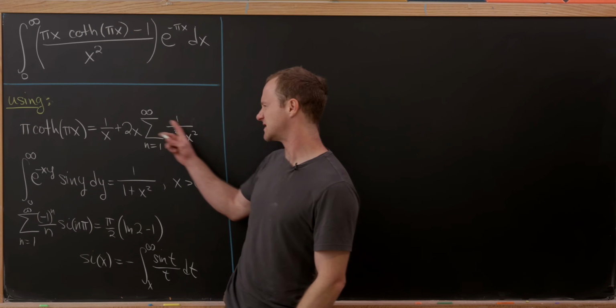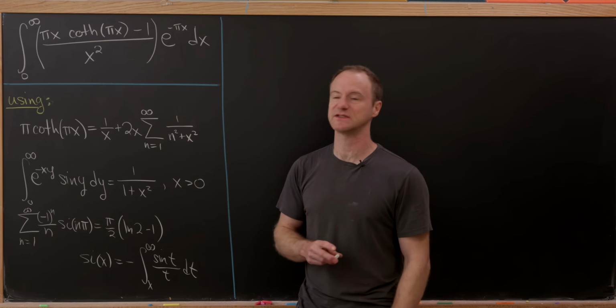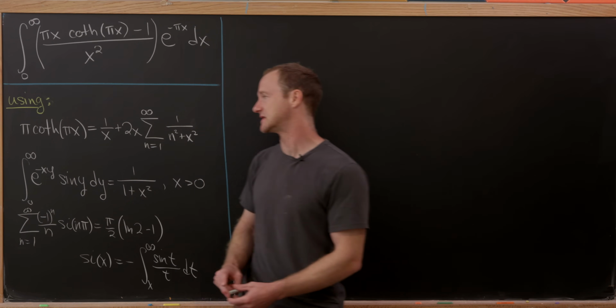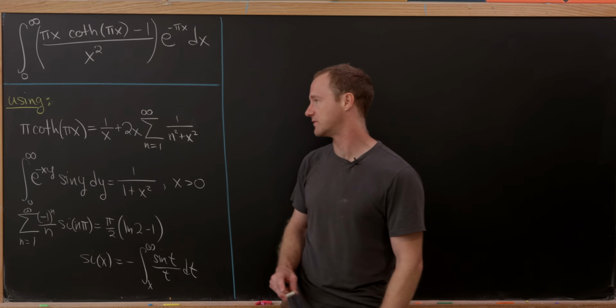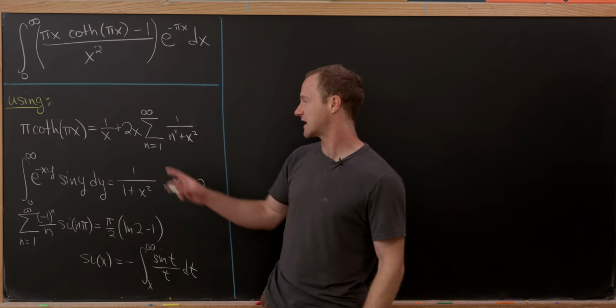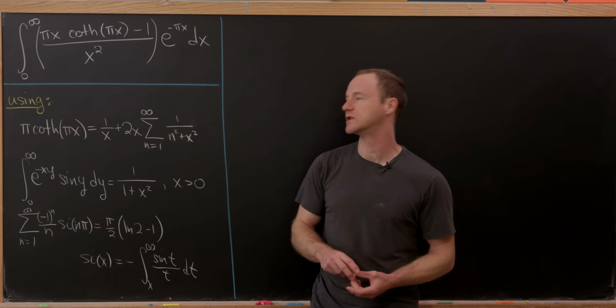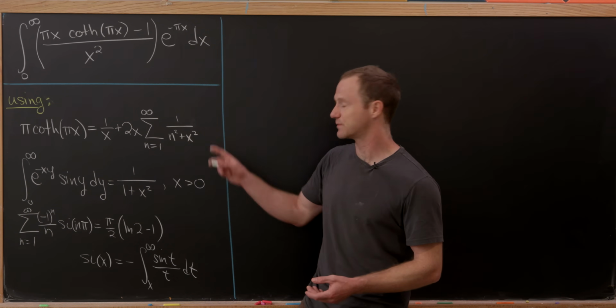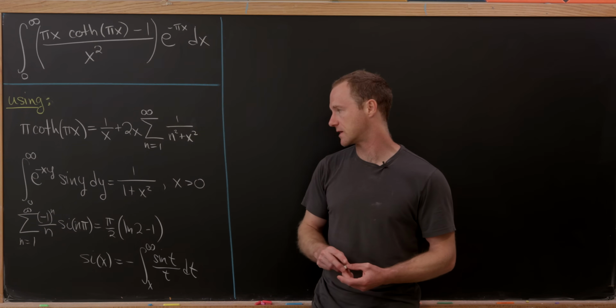So the first is a certain series expansion of the hyperbolic cotangent that says that pi times hyperbolic cotangent of pi x is equal to 1 over x plus 2x times the sum as n goes from 1 to infinity of 1 over (n squared plus x squared). So that's a pretty cool result in its own right.